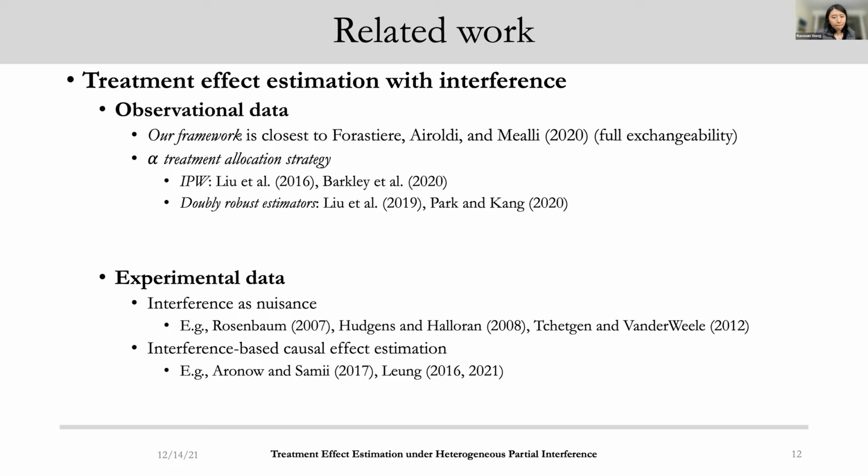For the literature in the experimental setting, there are two ways to think about interference. One is to treat interference as a nuisance and not directly estimate it. The second is to directly estimate the direct and spillover effects. And the second one is conceptually similar to our approach.